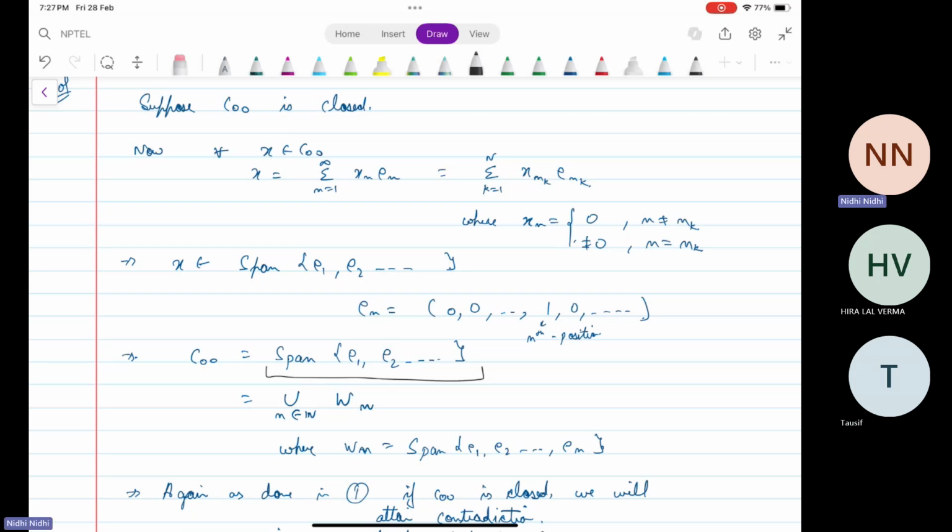So can we write sequences in C naught? C naught are the sequences that are converging to zero. So can we write each element as a finite linear combination of the e_i's? No, we can't. So I don't think this method can be used for that. Okay. Thank you.